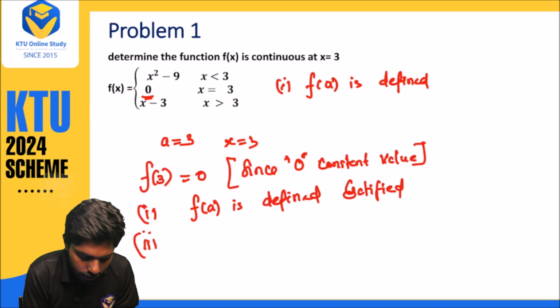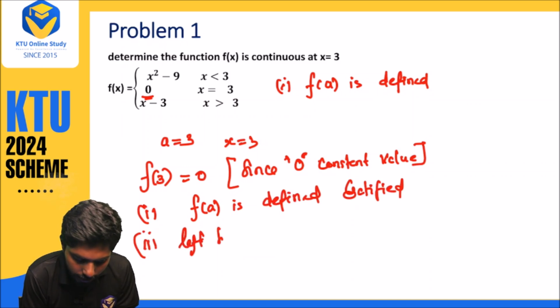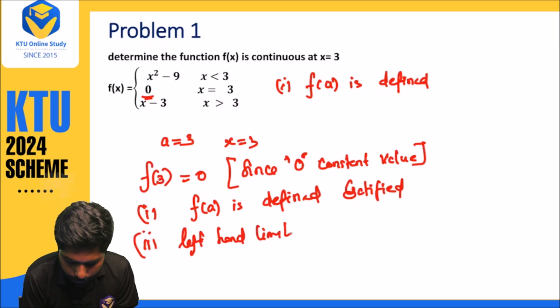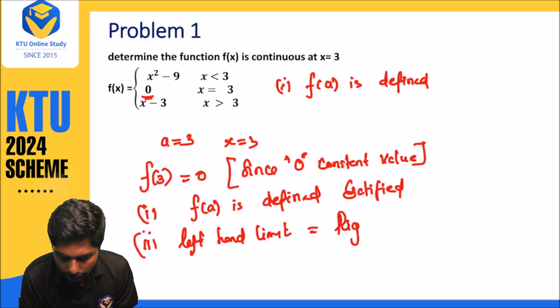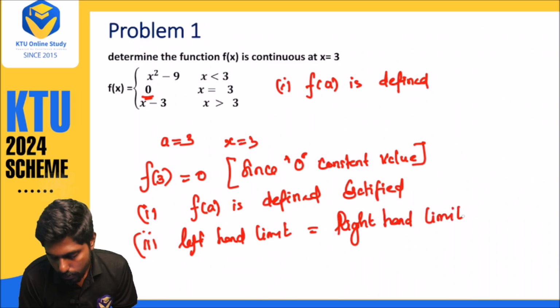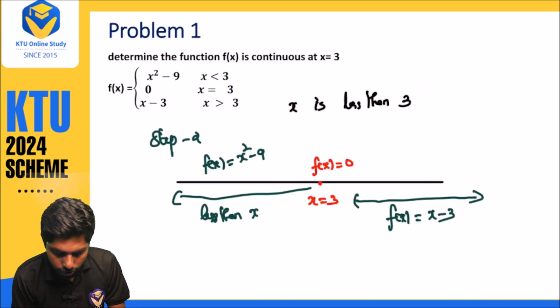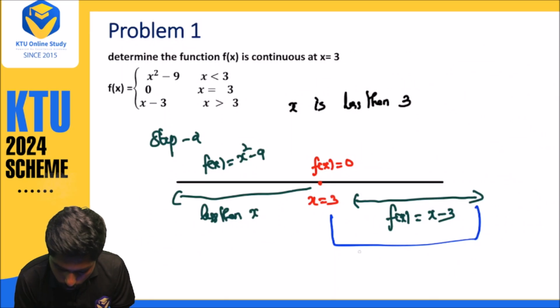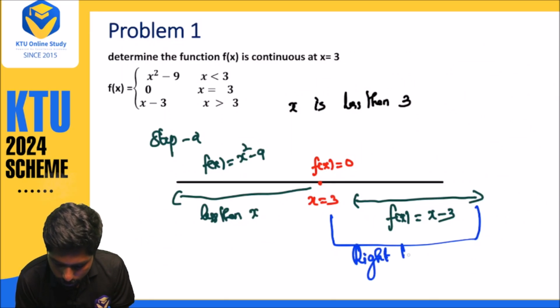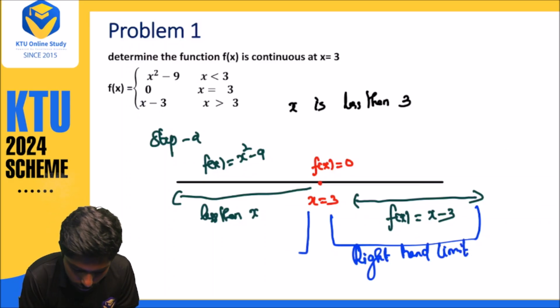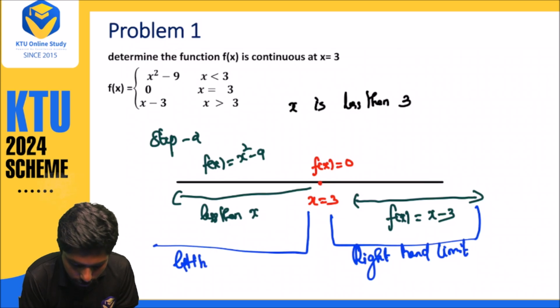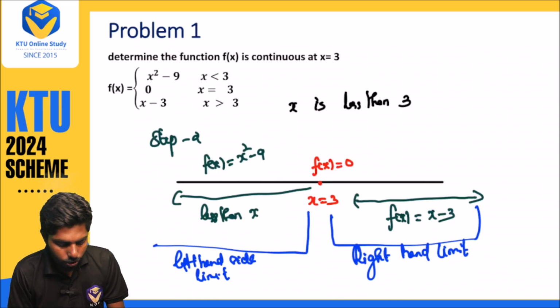What about the second condition? The second condition is that the left hand limit is equal to the right hand limit. Now you observe the diagram. When you observe the diagram, this is nothing but the right hand side limit. And what about this one? This one is nothing but the left hand side limit.